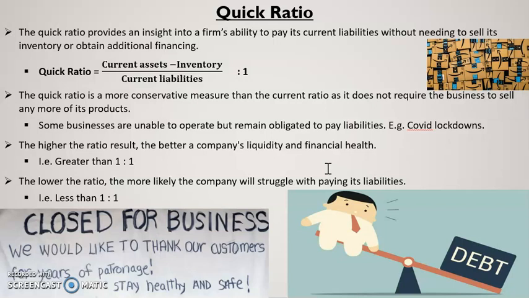current assets. Now, a key reason for this is that some businesses find themselves in a position where they are unable to make additional sales. There are a variety of reasons why this might occur. A very topical example would be a COVID lockdown. So some businesses have been forced to cease their operations, which would mean that they are holding inventory which they are unable to sell, but their current liabilities remain something that they're obligated to pay.